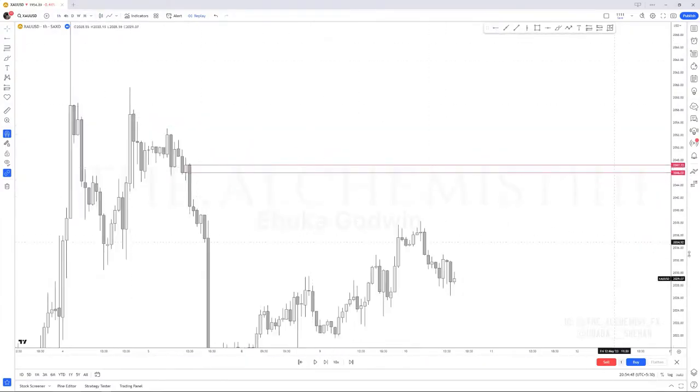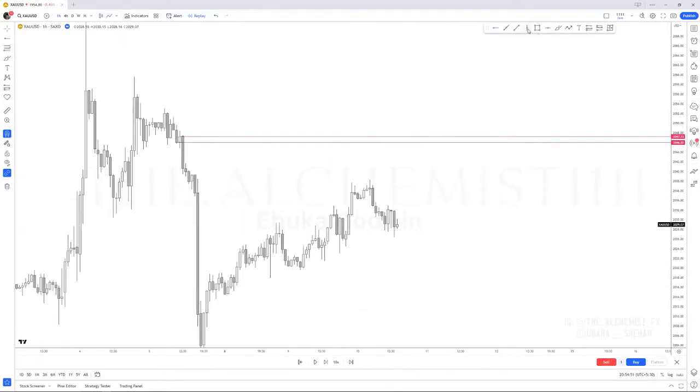Now, let's say we did not draw any trend lines. The next thing you could do is mark out your timing. And also, this is a news day. So if there is news during New York, we don't trust Asia and London.